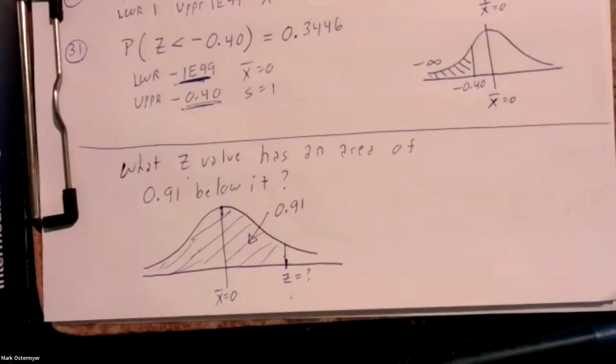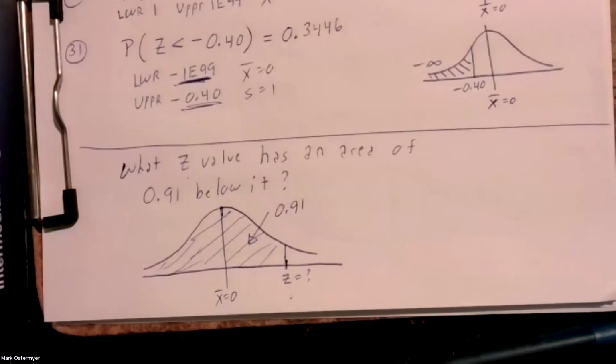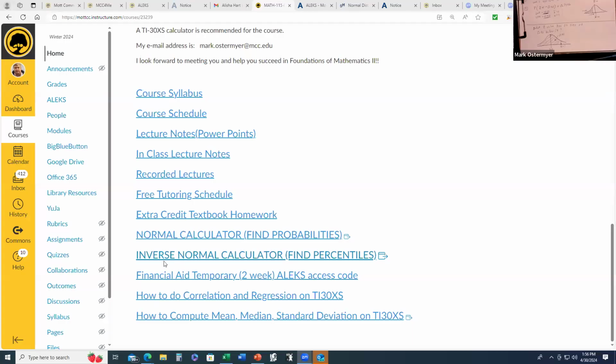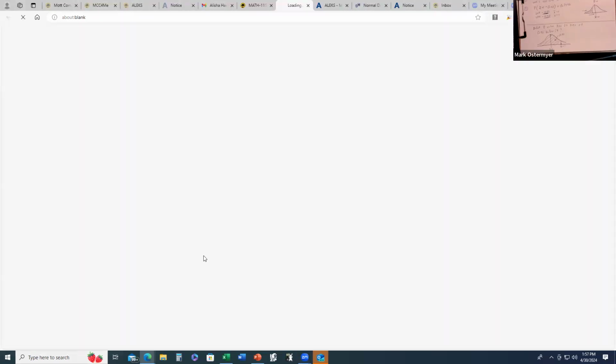Oh, you know what? I haven't put it there yet, but I will. So I'll show you what it looks like. I will put a link on our main Canvas dashboard. It's called the inverse normal calculator. It enables us to find percentiles, okay? So we really want to find the 91st percentile here. So we're going to have to use this inverse normal calculator. Let's click on it. I will put the link on our main dashboard. It's not there yet, but it will be. Just click on it.